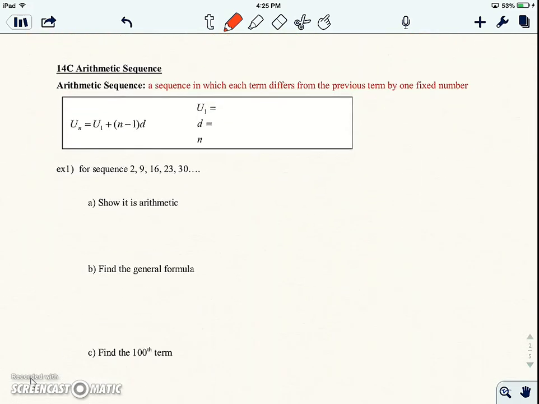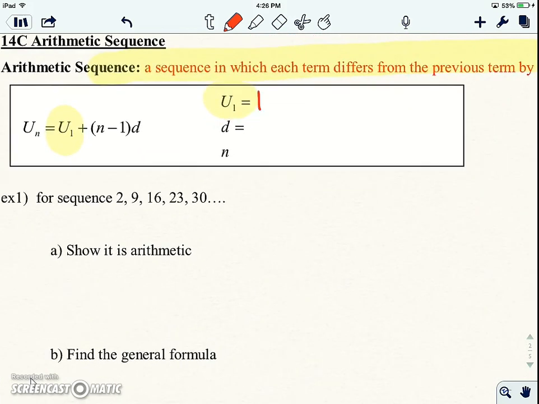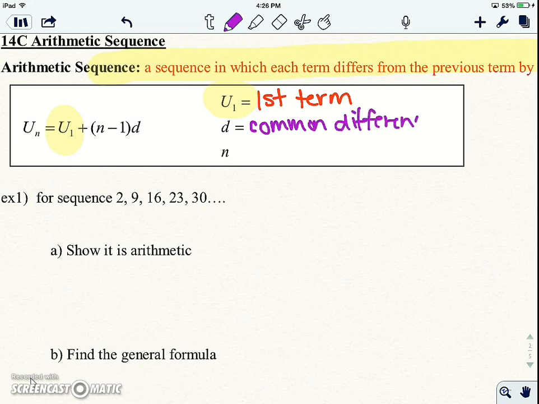So let's define it. For section 14C, an arithmetic sequence is a sequence in which each term differs from the previous term by one fixed number, and it has a specific u of n formula: u of n equals u sub 1 plus n minus 1 times d. u sub 1 is the first term in the sequence. d is called the common difference, and that is the number that we add or subtract each time.